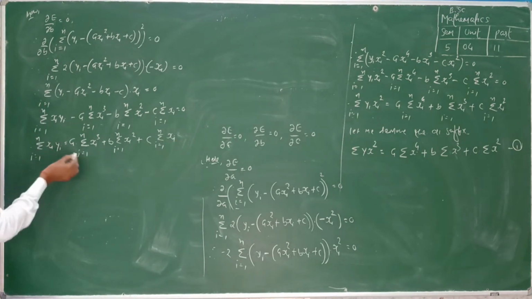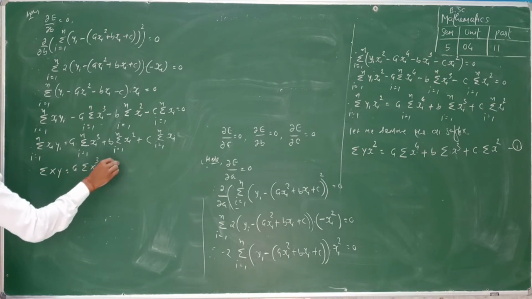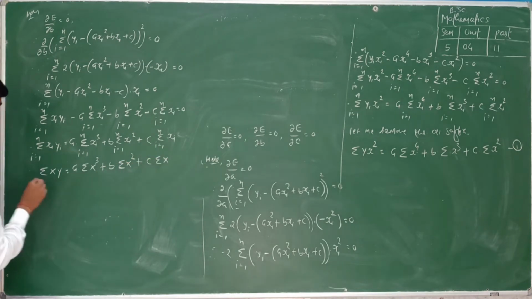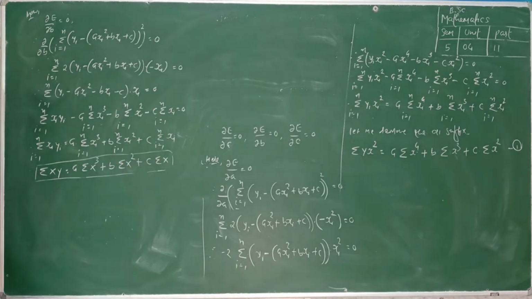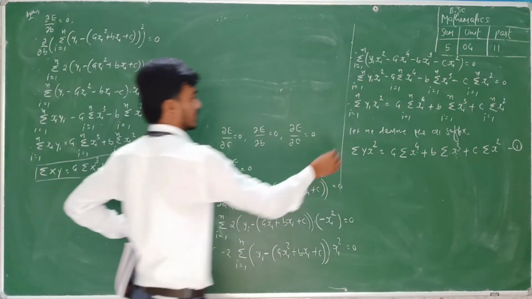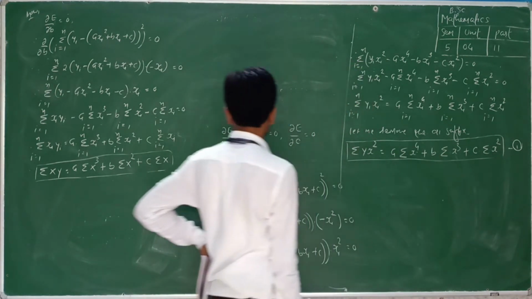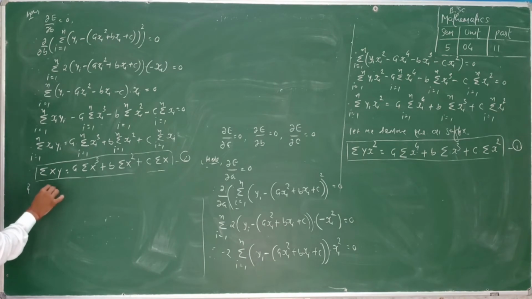So remove this prefix: sigma xy is equal to a into sigma x cube plus b into sigma x square plus c into sigma x. Another equation we have is this. This is the first equation. This is the second equation, and now del E upon del C is equal to 0.